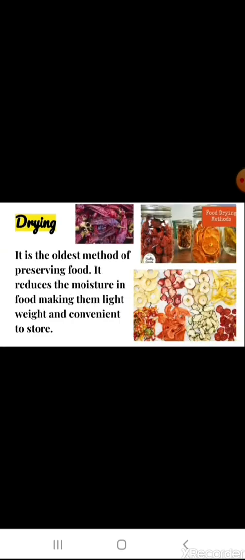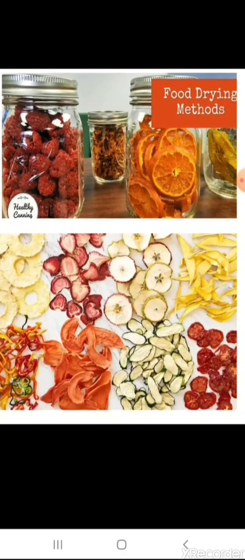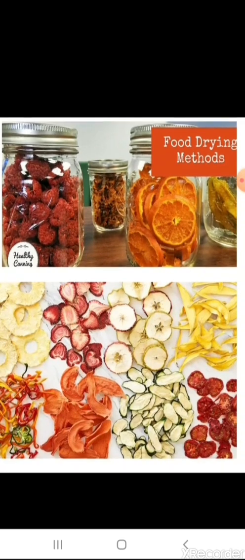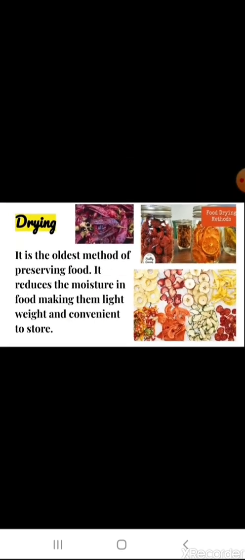Now the second is drying. Drying itself says dry. It is the oldest method of preserving the food. It reduces the moisture in food, making it light in weight and convenient to store. Like we make the fruits and vegetables dry first and then we easily store them for future use.